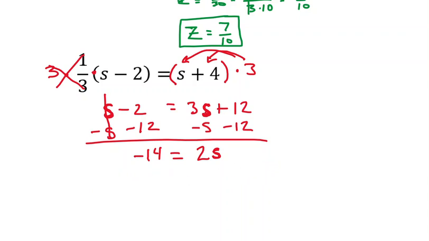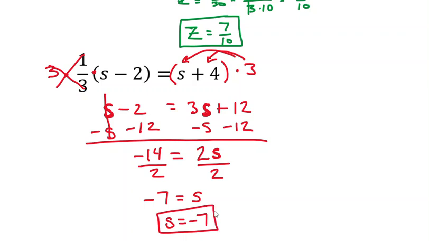All right, and now we can go straight to the last step, which is to divide by the coefficient of the variable, 2, and s equals negative 7. I think it's a good idea to read left to right, so as my last step, I'm going to turn it around. That's the reflexive property.